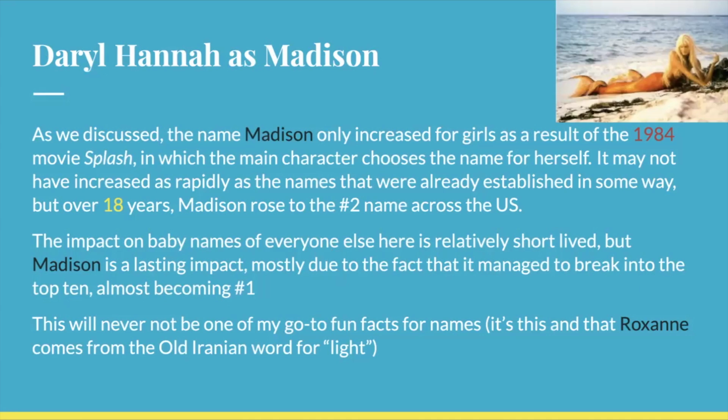This is due to the fact that Madison managed to break into the top 10, almost becoming number 1, and it lingered for a while. Shirley became number 2 as well, but it just shot up to number 2 and then disappeared just as quickly. Madison quickly rose. It's like a staple of Gen Z. I mean, this name will never not be one of my go-to fun facts for names. It's Madison, Roxanne, Tiffany, and Sabrina.